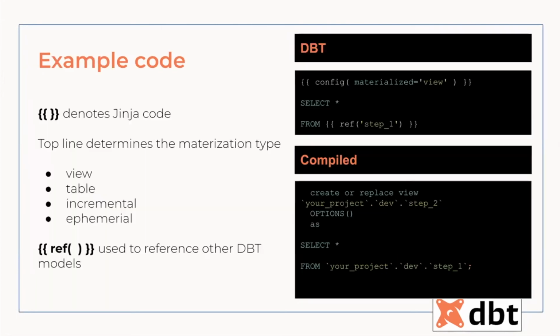And if we go back a couple of slides and we look at the compiled code here, the from statement, you see it's from your project in Google Cloud Platform or whatever. It's in the dev data set, and the table it's going to build is called step 2. Well, if you change that to deploy, everything will go in your deploy data set. So this is just some of the functionality that dbt gives you.